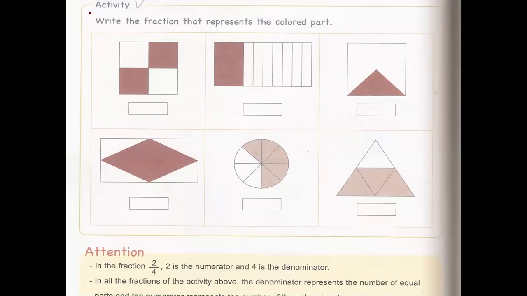Now let's do activity 1. Which page? Copy it on your math book, page 80. Let's do activity 1. We revised the fractions. How do we write a fraction? Now let's do activity 1, page 80. Write the fraction that represents the colored part.